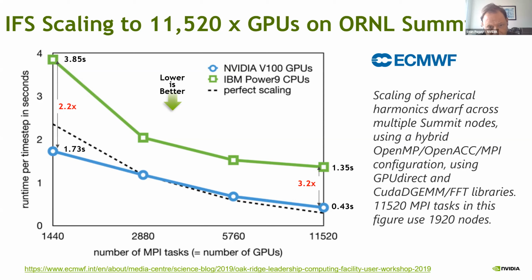But what you do notice about the NVIDIA result, and this is kind of reversed, where normally the colors would be green for the GPU, blue for the CPU. It's been reversed in this chart ECMWF produced. But you can see that based on the ideal scaling curve, the Summit GPU performance is doing really well.